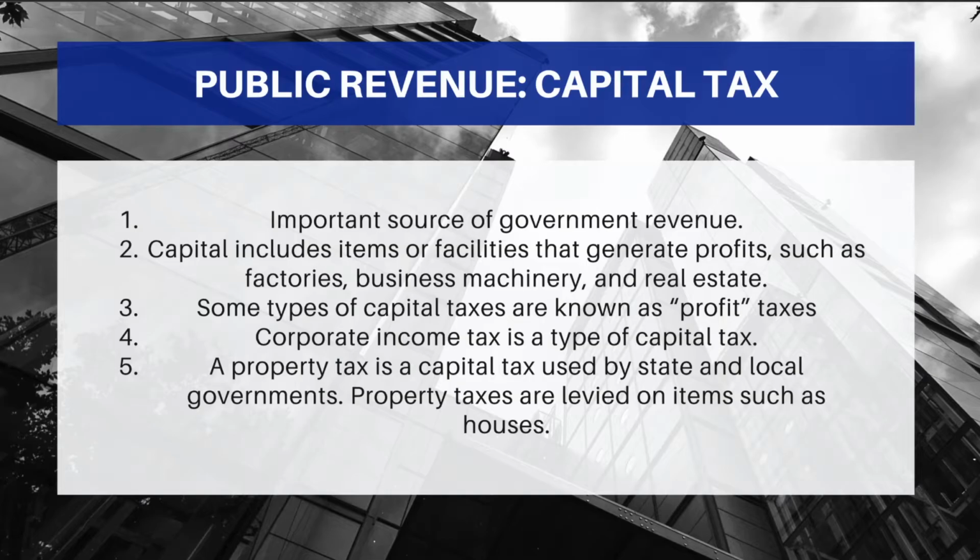Another source of government revenue is capital tax. Capital includes items or facilities that generate profits such as factories, business machinery, and real estate. Some types of capital taxes are known as profit taxes. One kind of capital tax used by government is the corporate income tax. A property tax is a capital tax used by state and local governments. Property taxes are levied on such items as houses.